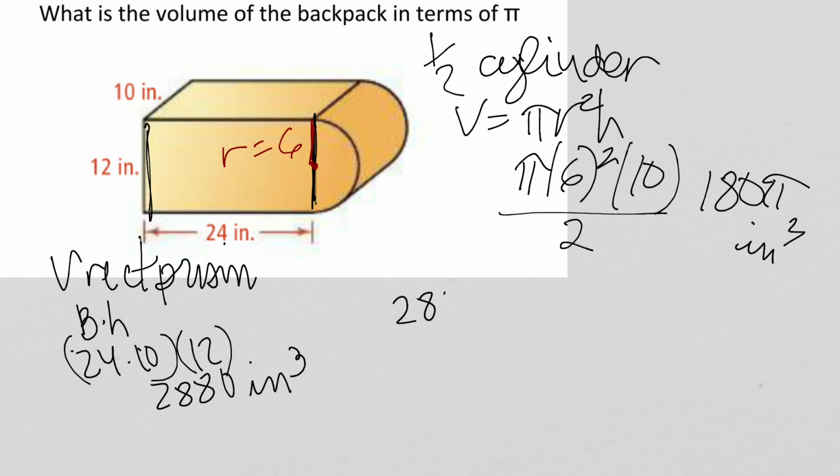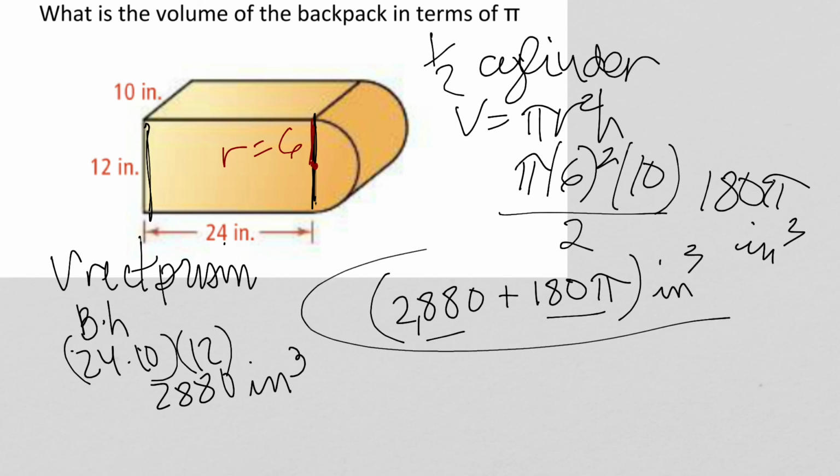So I'm going to write my answer like this. 2,880 plus 180 pi inches cubed. I can't add this to this, so that's how you leave your answer in terms of pi here.